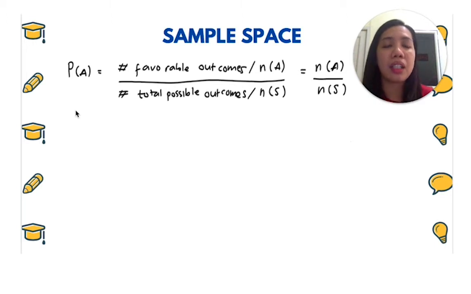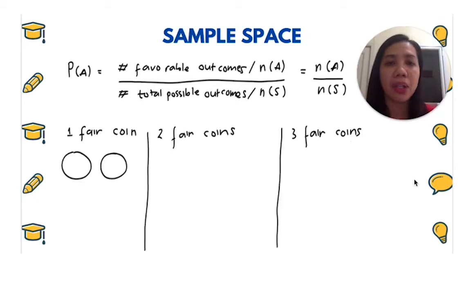We're gonna talk about the sample space of coins, and then dice, one dice, two dice, etc. First things first, let's talk about the sample space of a coin. In the first case, we're gonna talk about one fair coin. Whenever I say fair coin, it means the coin has the same chance of landing on either side, or the weight of the coin is the same on either side.